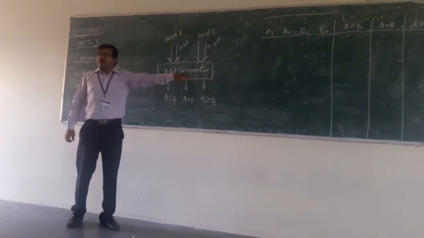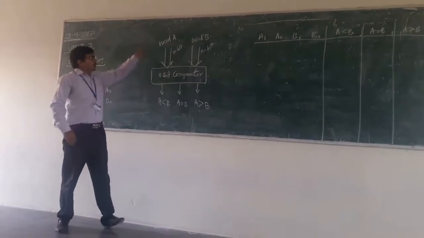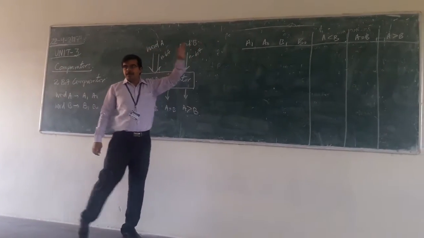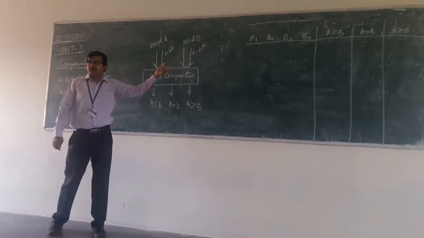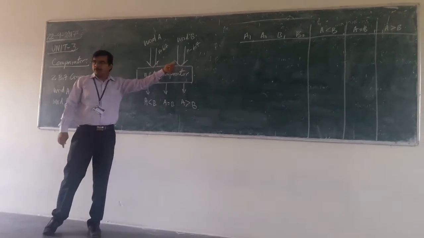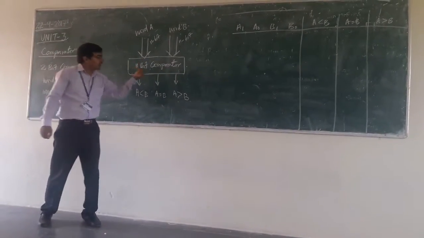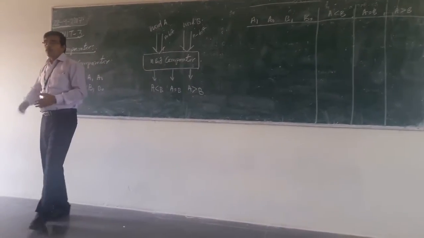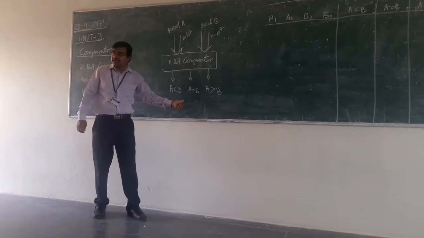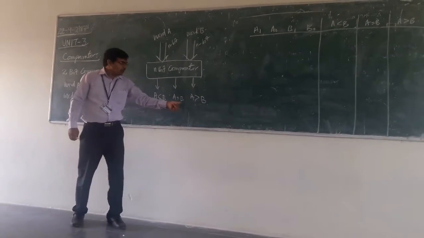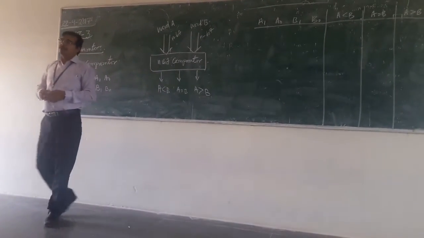This is your 10 bit comparator, and here you are having two inputs. The inputs are word A and word B, and they are of n bits. And what will be the output? The output is that either A may be less than B, A is equal to B, or A is greater than B. These three conditions should be possible.